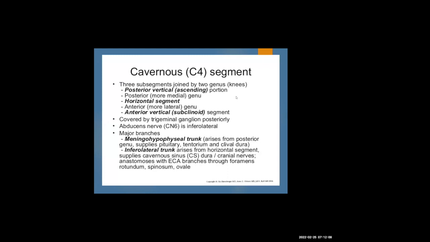As you move more distally, you have the C4 segment, which is the cavernous segment. The cavernous segment is probably the most complicated anatomically speaking because it's divided into multiple subsegments. So you have a vertical ascending component, which is the first segment. And then you have a posterior genu. Genu just means bend. It's where an artery bends. You have a horizontal subsegment, which is the longest segment.